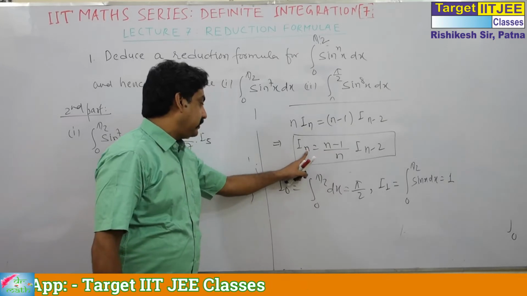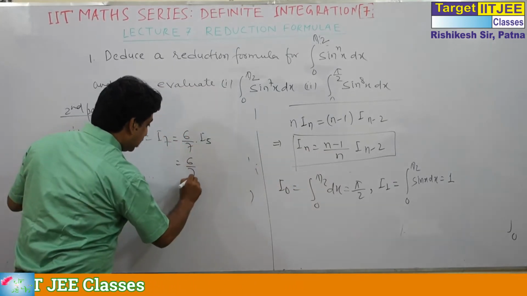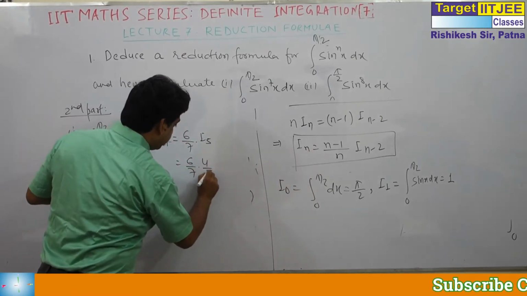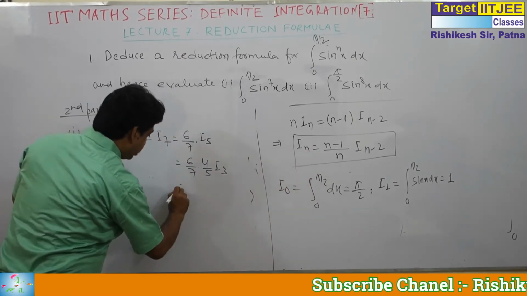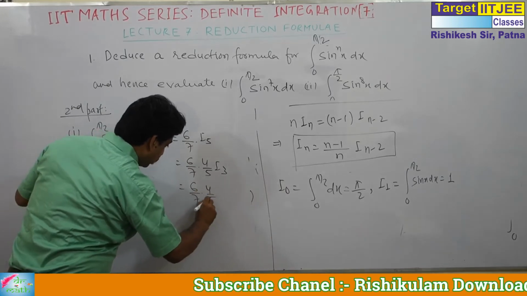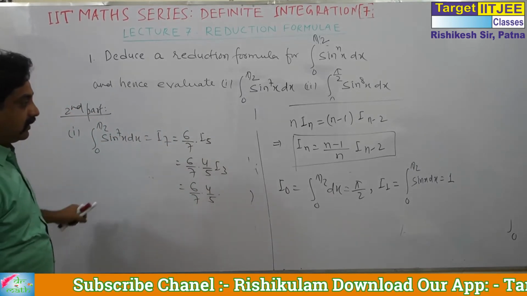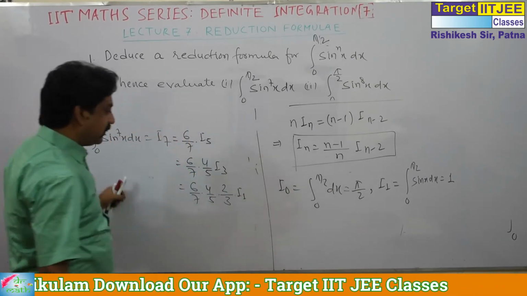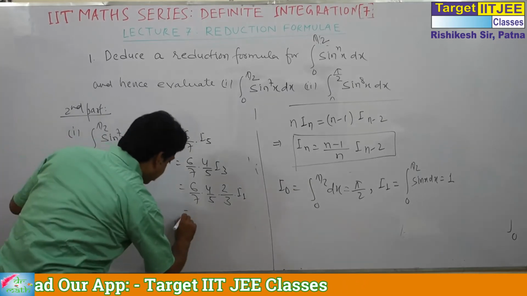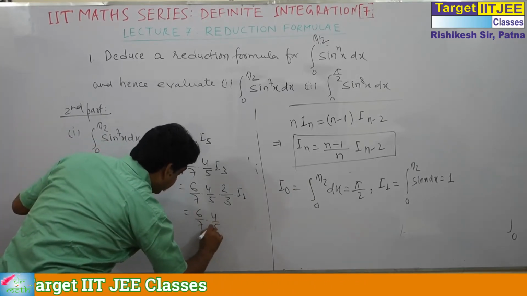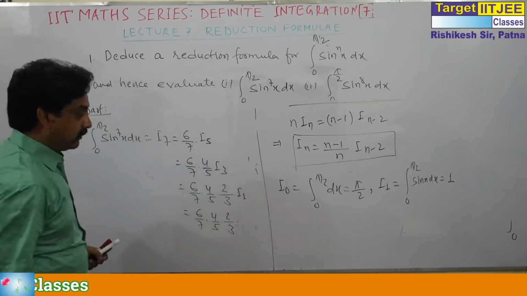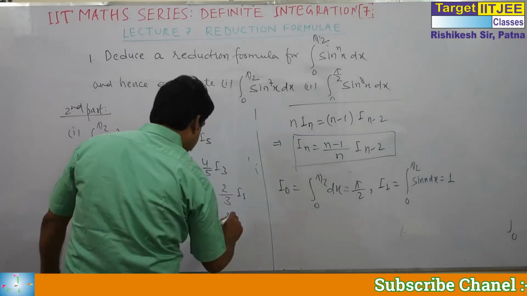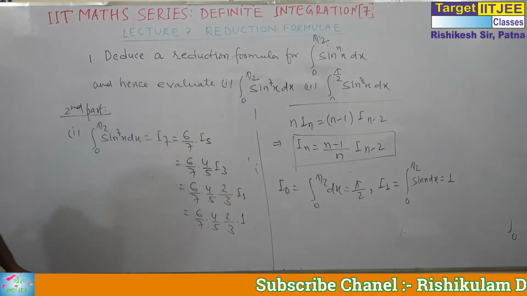Now when we put n equal to 5, this is 6 by 7 into 4 by 5 I_3. Then I_3 is 2 by 3 I_1. And what is I_1? Then it is 6 by 7 into 4 by 5 into 2 by 3. Therefore we just remember I_1, which is 1. So this is the value, you can multiply.